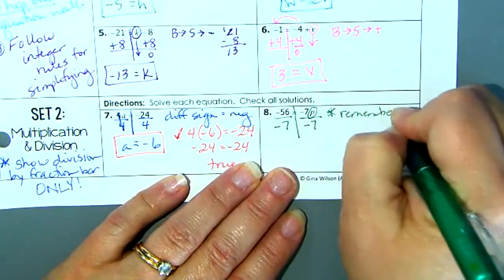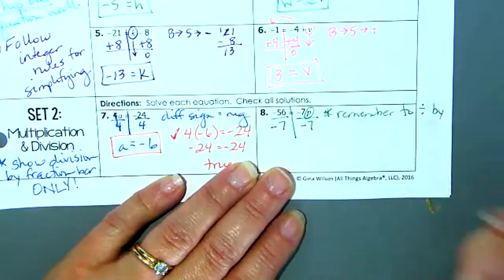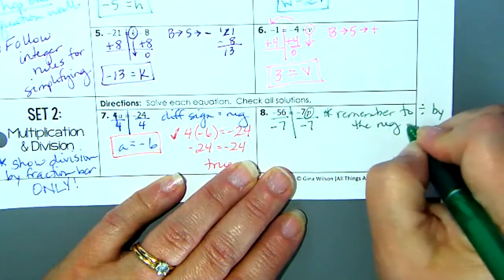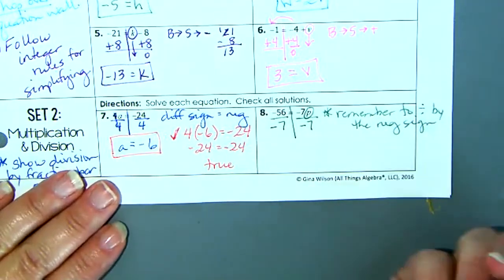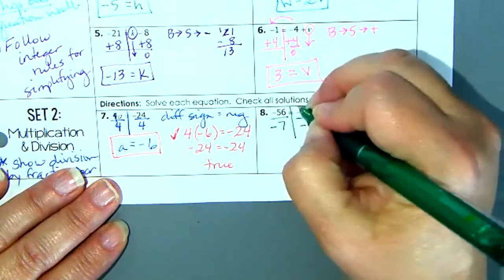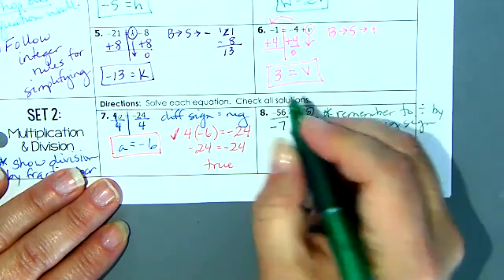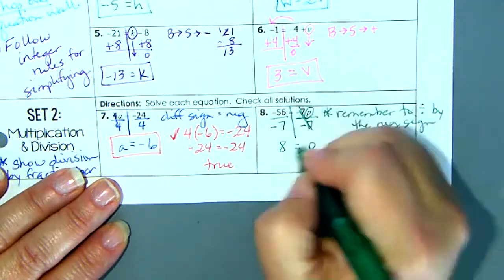Remember to divide by the negative sign. Okay, so now the -7 divided by -7, that equals 1. So I'm going to have P equals -56 divided by -7 is 8.